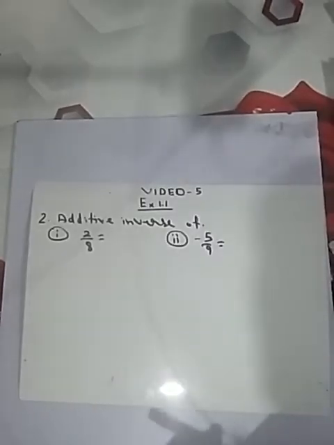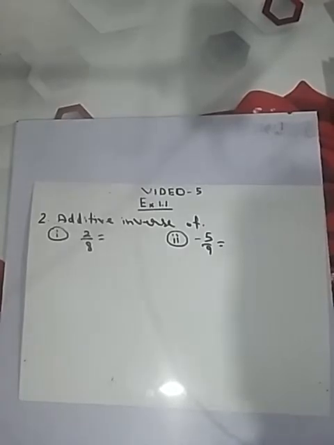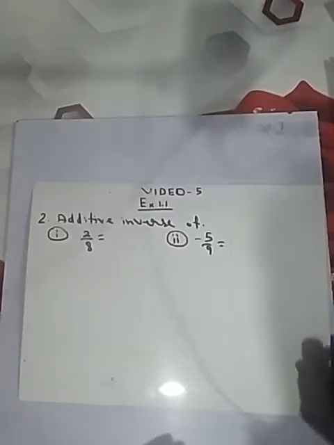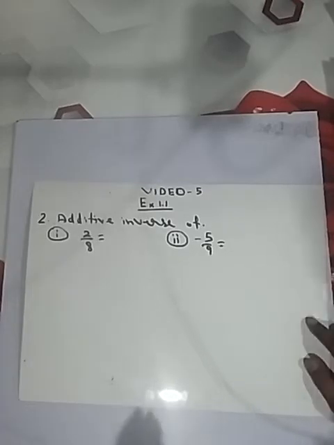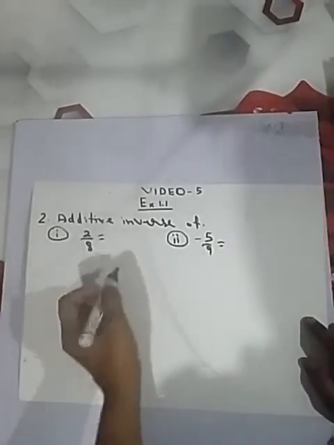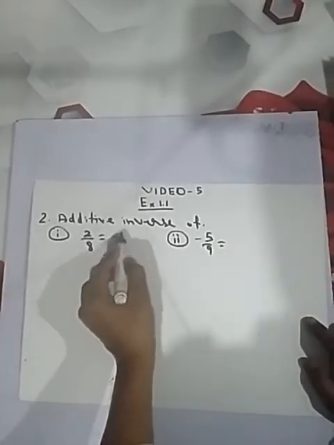This is my video number 5 and again the same exercise 1.1. This time it is question number 2. It's very easy, the additive inverse. Since we know that the additive inverse of anything means we have to change the sign. If it is 2 by 8, the additive inverse of 2 by 8 will be minus 2 by 8.